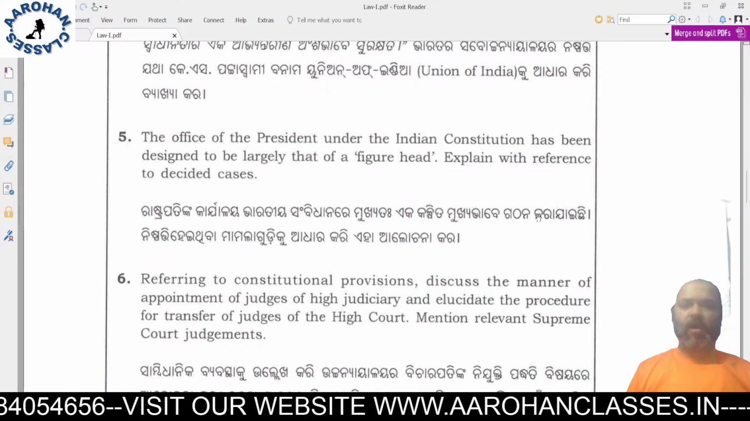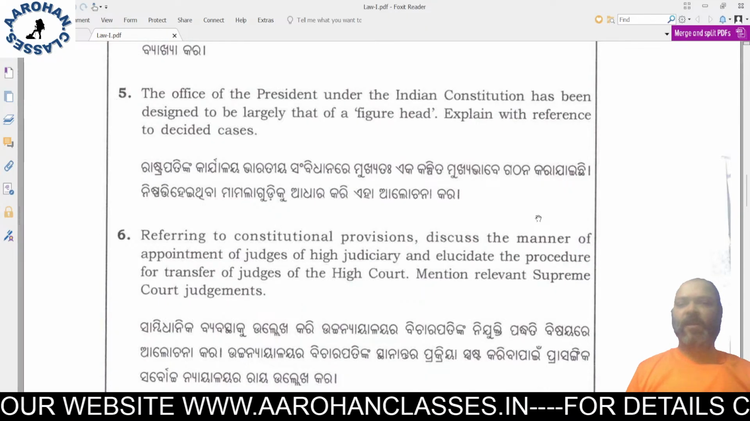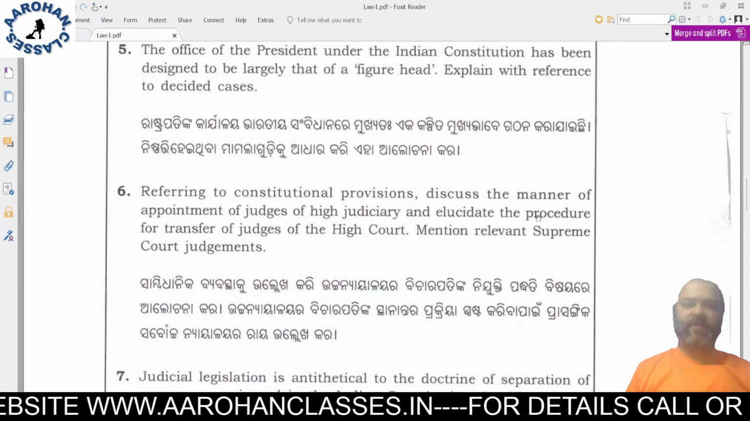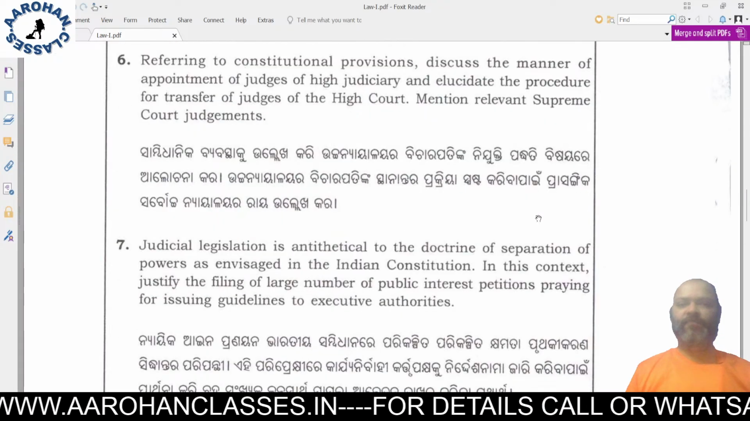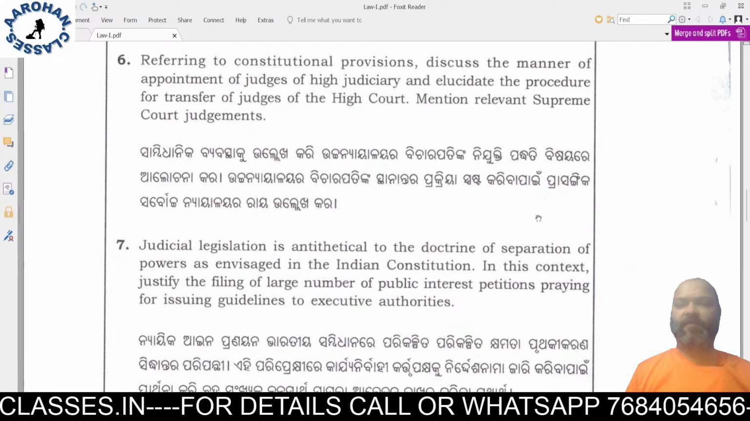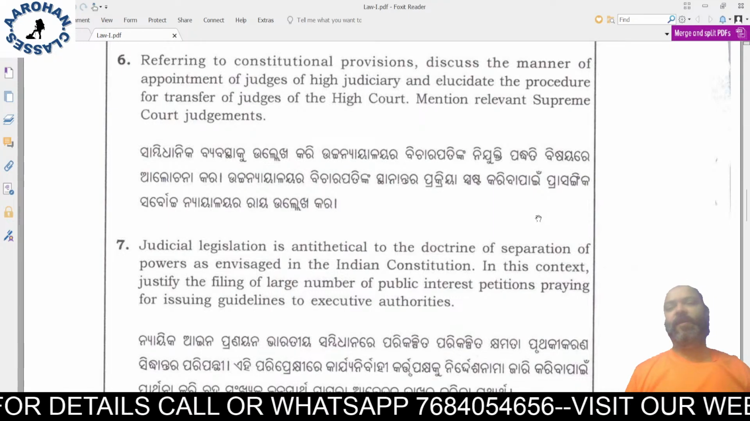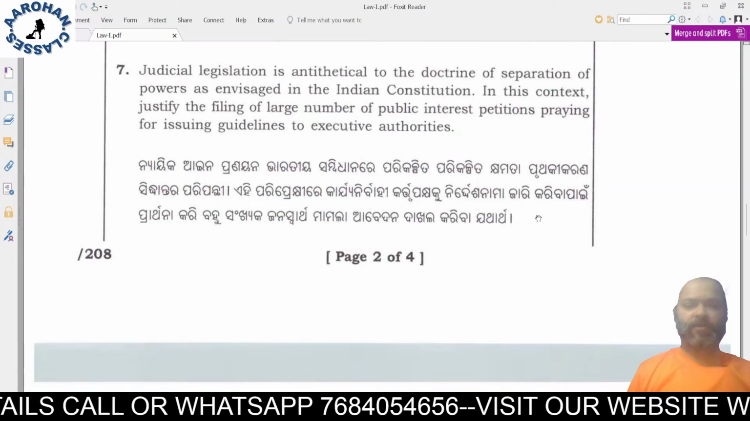The office of President under the Indian Constitution has been designed to be largely that of a figurehead. Explain with reference to decided cases. Referring to constitutional provisions, discuss the manner of appointment of judges of higher judiciary and elucidate the procedure for transfer of judges of the High Court. Mention relevant Supreme Court judgments.